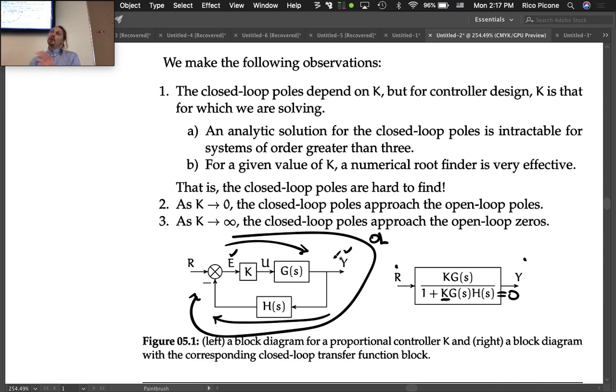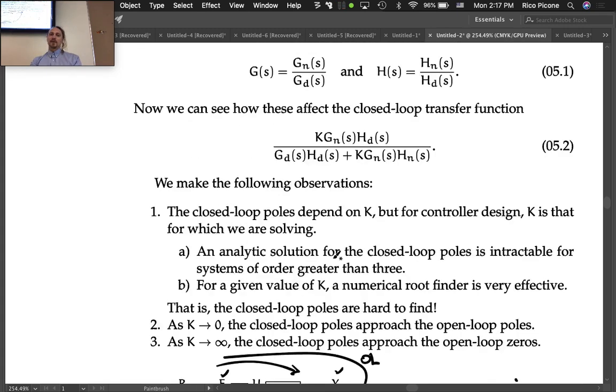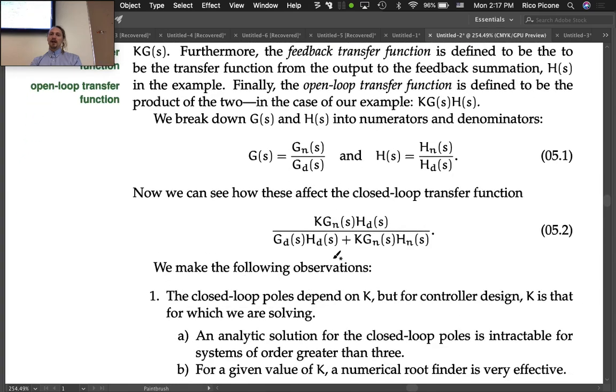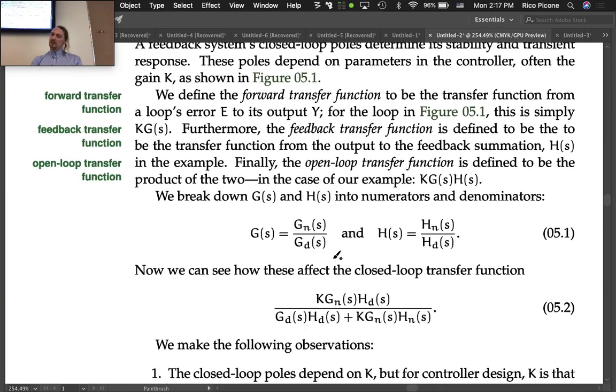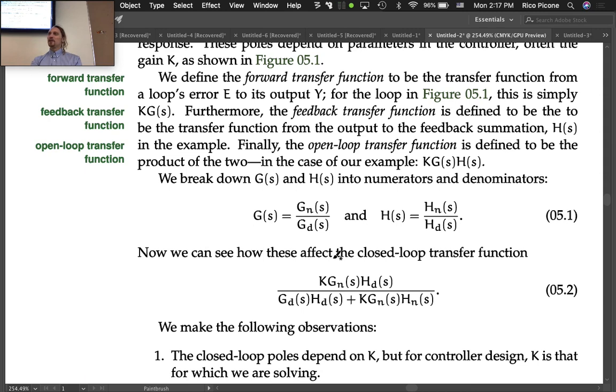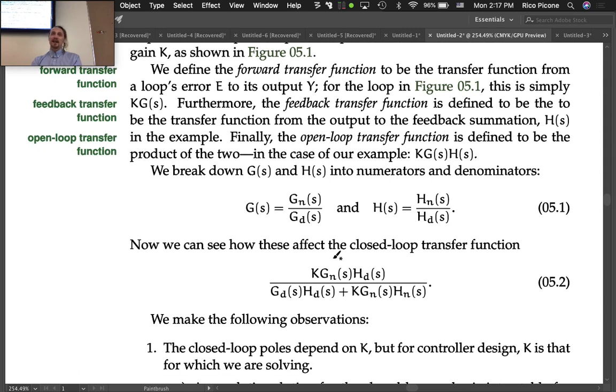So we're going to start with the open loop transfer function as a sort of starting point for analyzing a closed loop. Yeah. Because the closed loop is tricky. The closed loop transfer function is tricky. It's got k in the denominator.